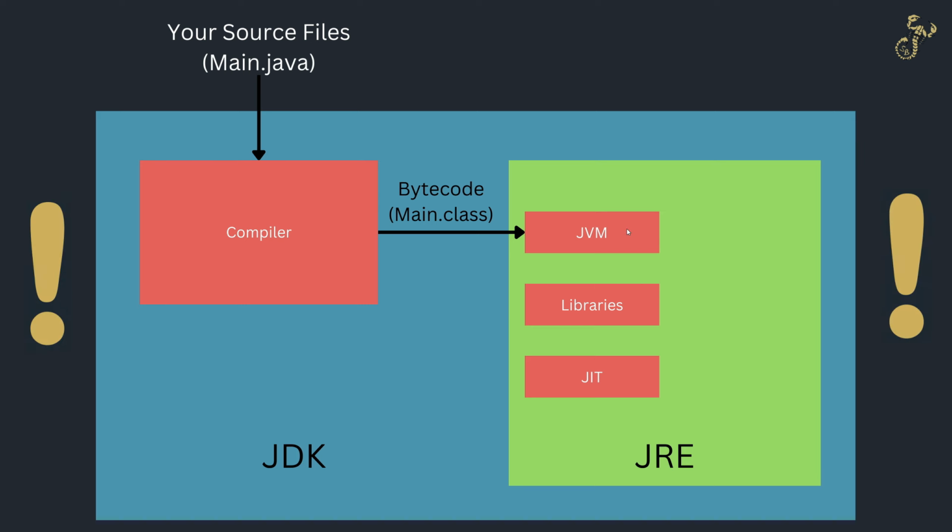Also, please note the difference between the just-in-time compiler that is a part of the JRE and is responsible for runtime optimizations, or more simply, it has a role in making your code run faster, and the compiler itself that is part of the JDK.